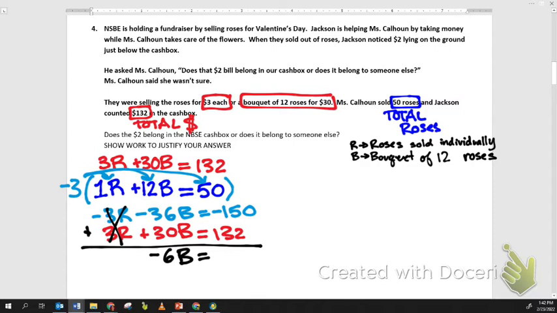And my -150 plus positive 132 should be -18. Is that right? Yeah, that's right. So I have -6B equals -18. And I'm solving for B, so my last step: when I divide both sides by -6, I'll get B equals 3.